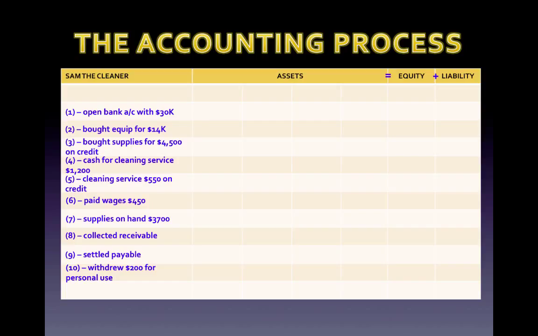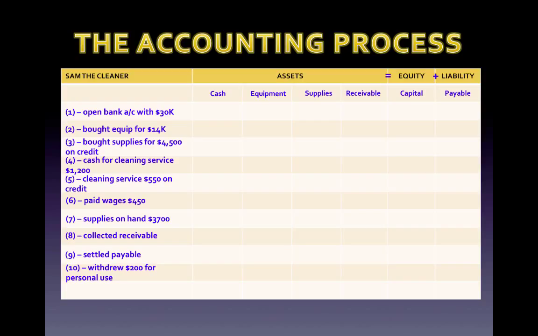Now, when we do that, we actually have to subclassify or further classify the assets into separate items because there may be different types of assets. So in this example, there is an asset called cash, an asset called equipment, an asset called supplies, and receivable. The equity will largely be made up of capital, and we have a liability called a payable. All right, so what we want to do now is for each of the 10 transactions on the left, analyze its impact on the accounting equation.